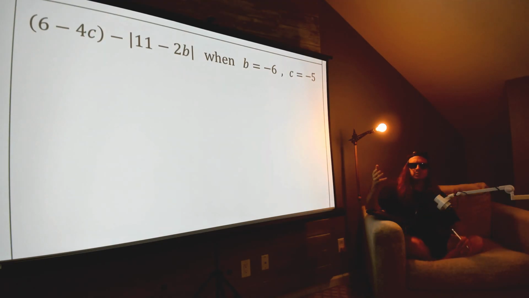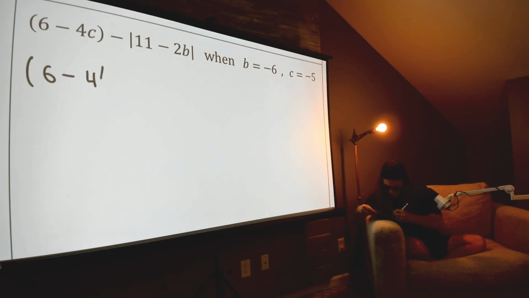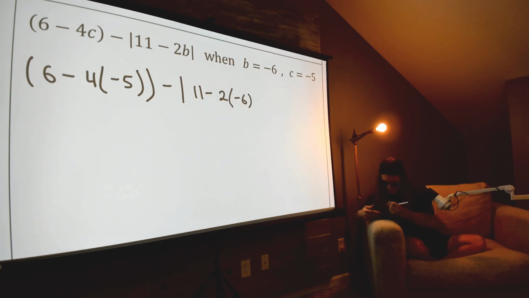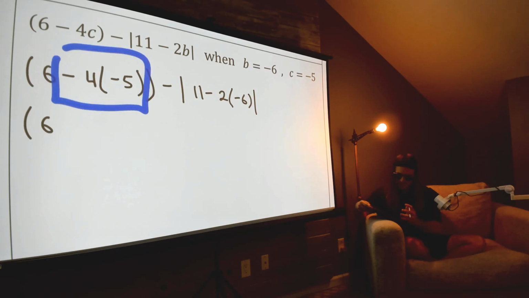Wow, this one looks surprisingly easy compared to the last 3 we just did. So, all right. b is negative 6, c is negative 5. These are both negative. So 6 minus 4, plug in negative 5. Minus 11 minus 2. b here is negative 6. All right. So here we have negative 4 times negative 5. Realize that that is what this is.